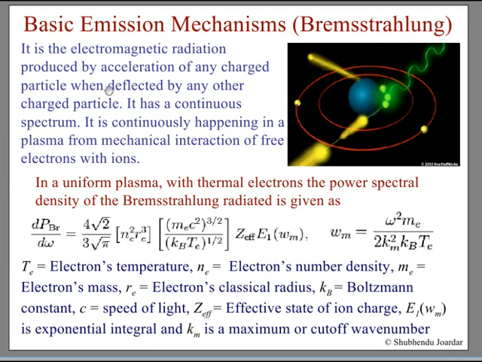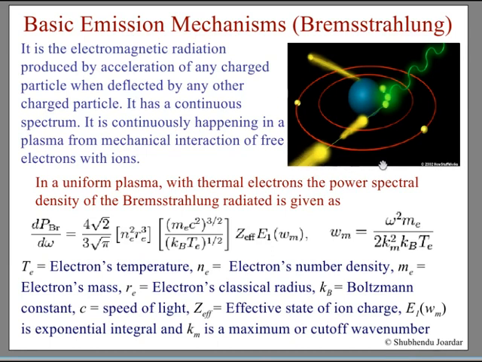I have written it here. It is the electromagnetic radiation produced by acceleration of a charged particle when deflected by another charged particle. So here you can see some of these particles. This is a heavier particle. These are the lighter particles. They will be going along this path. It tends to go straight, but because of this its path changes, and this change of path causes it to accelerate and decelerate in a direction which will be along this direction.